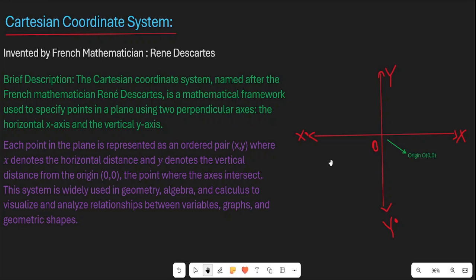The origin is the point where the axes intersect, or the point O. Here we have illustrated where the origin is located. This system is widely used in geometry, algebra, and calculus to visualize and analyze relationships between variables, graphs, and geometric shapes.